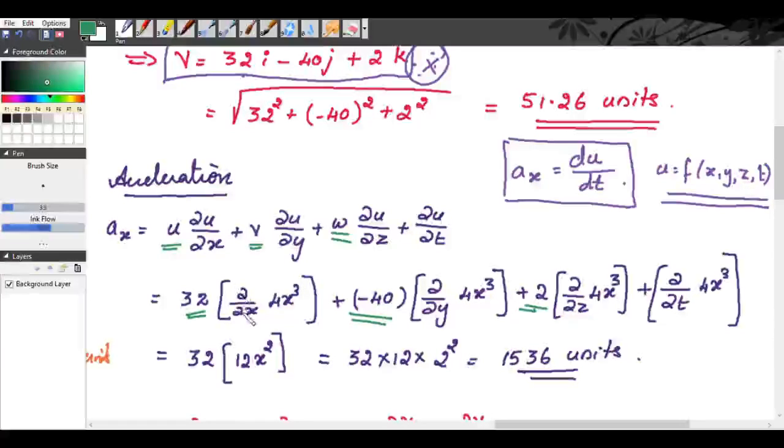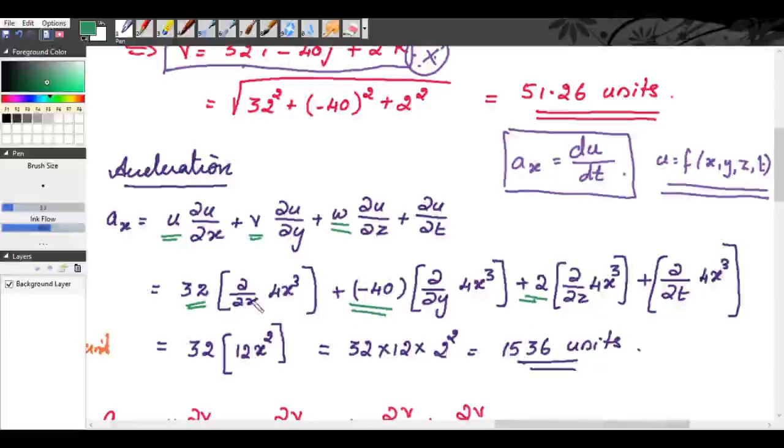So, everywhere ∂u/∂x is 4x³, ∂u/∂y is 4x³, ∂u/∂z is 4x³, and ∂/∂t of 4x³. So, differentiating with respect to x, that is 32 into 4x³. Differentiation, we get 12x². So, it is 12x².